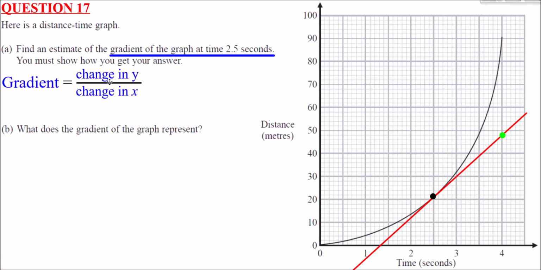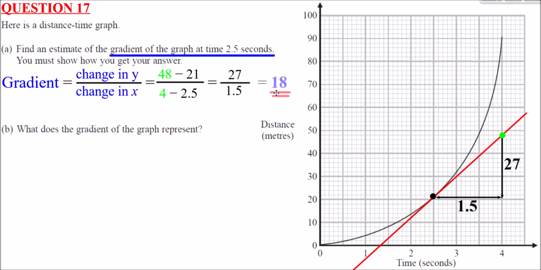The gradient is the change in y over the change in x. So think about the change in y first. It's gone from a height of 21 up to a height of 48. So the change is 48 minus 21. And the change in x has gone from 2.5 to 4. So the change, this direction here, is 4 minus 2.5. If we actually work that out, 48 minus 21 is 27, and 4 minus 2.5 is 1.5. So to calculate the gradient, we're going to do 27 divided by 1.5, which gives 18.